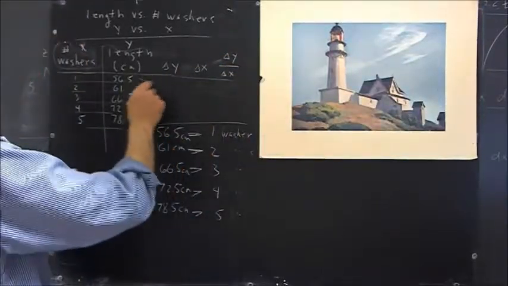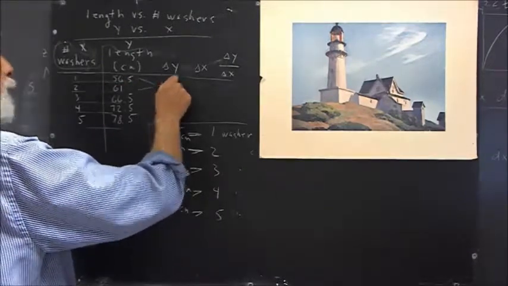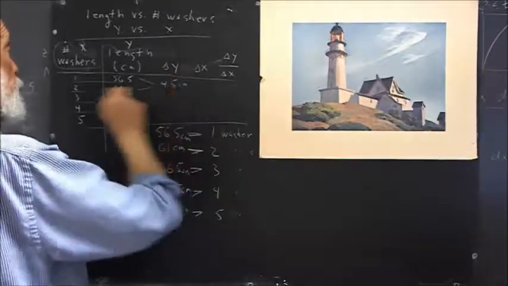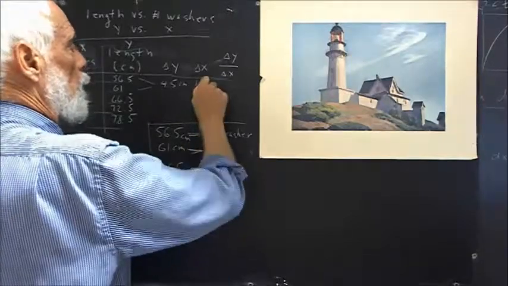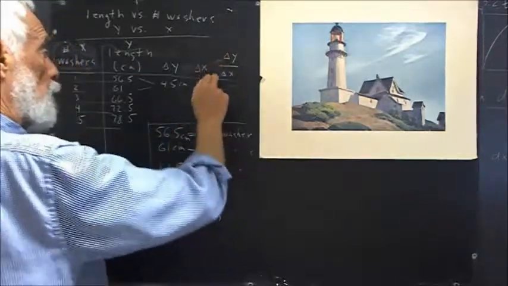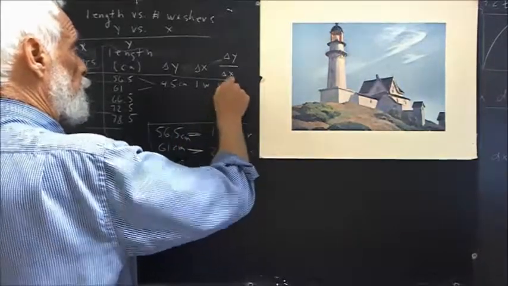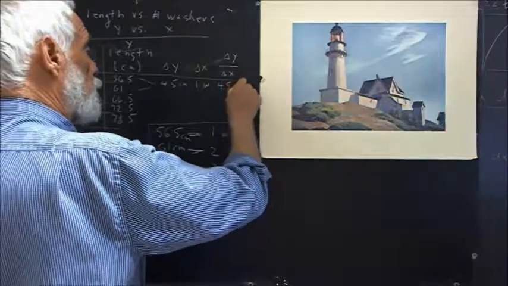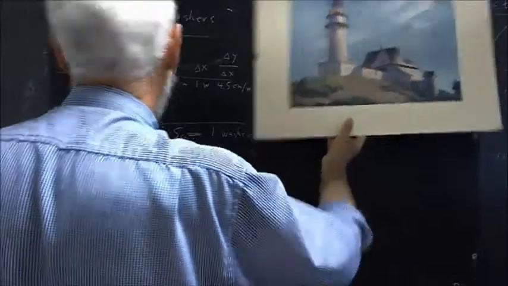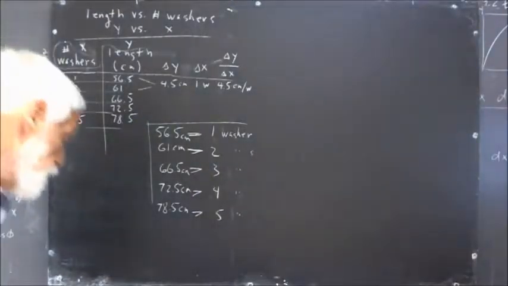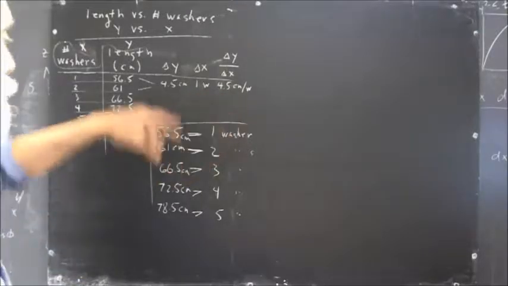Okay, in this case, delta Y is what? That's 4.5 centimeters. And delta X is, of course, one washer. And abbreviate washer with W, so delta Y over delta X would be 4.5 centimeters per washer. This picture is just here to keep the camera in focus. When there isn't much on the board, we don't need it anymore. Okay, so we get this result.